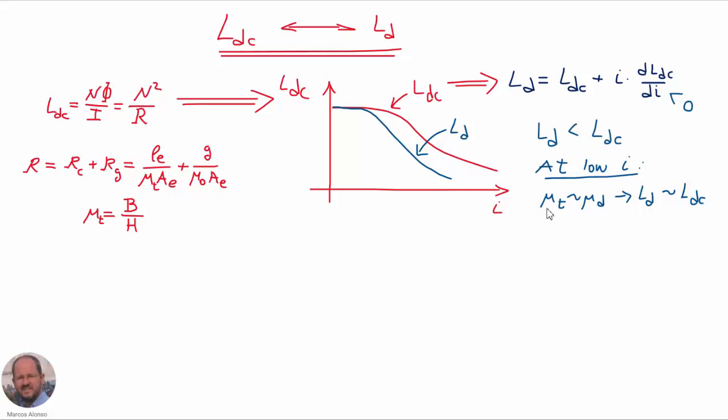We have to note that if the level of the current is low, then we will be operating in the linear part of the B-H curve, where the total permeability is approximately equal to the differential permeability, and therefore the differential inductance will be approximately equal to the DC inductance. This corresponds to this part here in the characteristics, in which both inductances are equal.